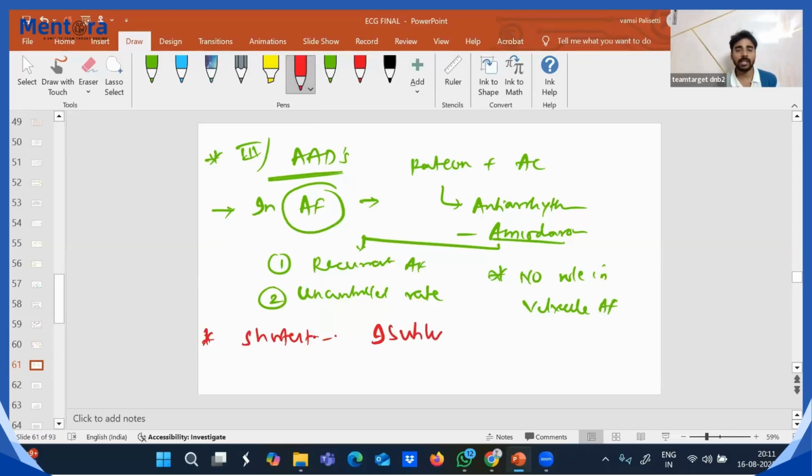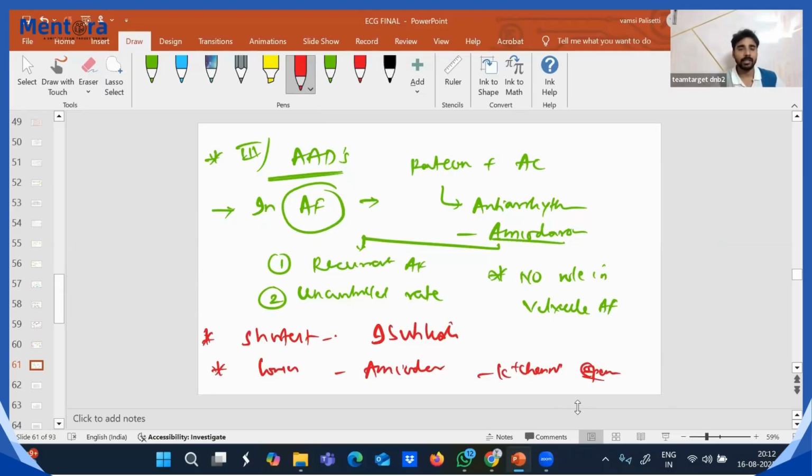That is also a class 3 drug. But mostly we are using the longest acting antiarrhythmic, that is amiodarone. Both are potassium channel blockers. Again, the classification of antiarrhythmic drugs is very important. I don't have time to discuss class 1, class 2, class 3, class 4, class 5: sodium channel blockers, beta blockers, potassium channel blockers, calcium channel blockers, and miscellaneous drugs. Study the classification of antiarrhythmic drugs definitely.